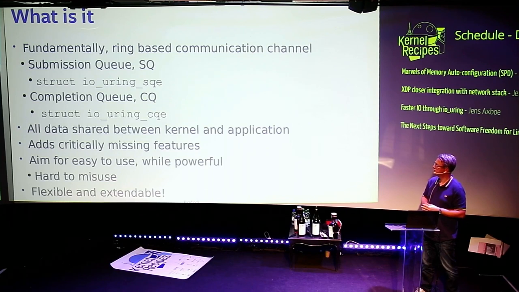And for each of these queues, we have entries on those queues. On the submission queue side, we have the io_uring SQE, for submission queue entry. And on the completion side, we have the io_uring CQE. The application will produce these SQE entries, and the completion side on the kernel will produce the CQEs. All the data is shared between the kernel and application. That means the actual ring buffers, the submission and completion queue entries, all of that is in shared memory, and we use some memory ordering tricks and barriers to ensure that that's safe to do. So for both submitting and completing I/O, we're not doing any sort of copying at all.